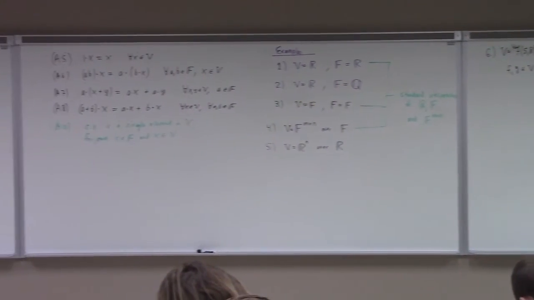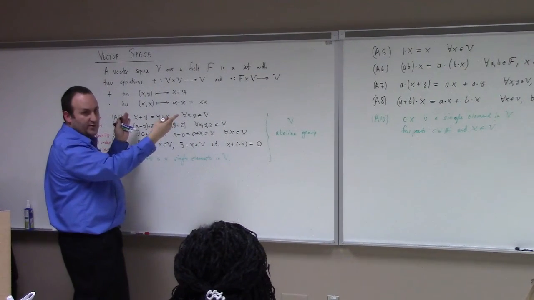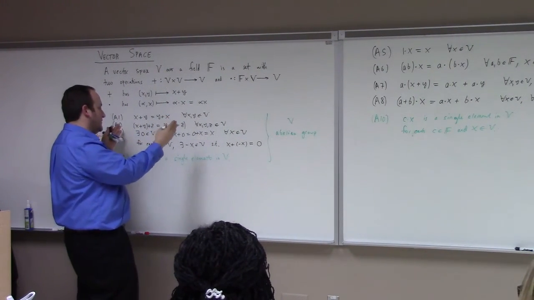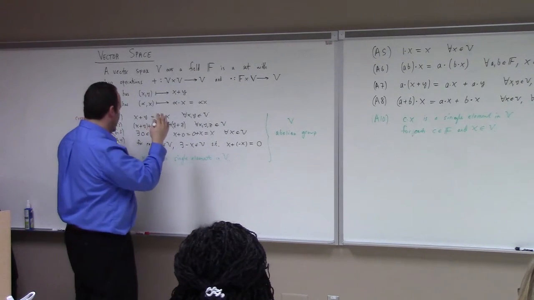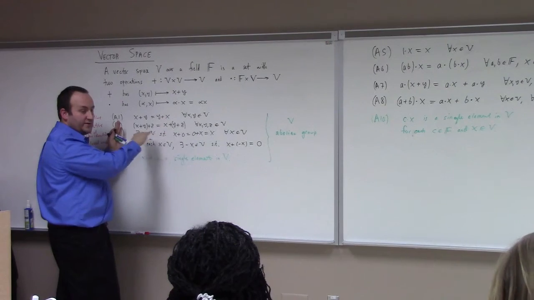Is it commutative? Is the addition commutative? Yes, the addition is commutative. Why? Because real number addition is commutative. Is the addition associative? Yes, because it is inherited from the associativity of the real number addition.